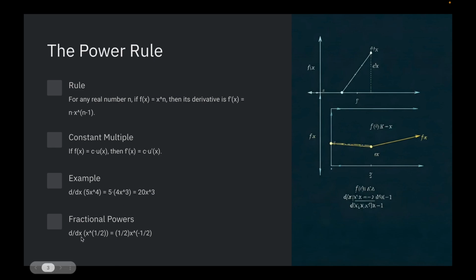Now, fractional powers are a little bit different, but they follow the same basic formula, where if 1 over 2 is equal to n, then you'd have n times x to the power of n minus 1. Now, sometimes it can go on the denominator because it's a fractional power and it could be less than 1.